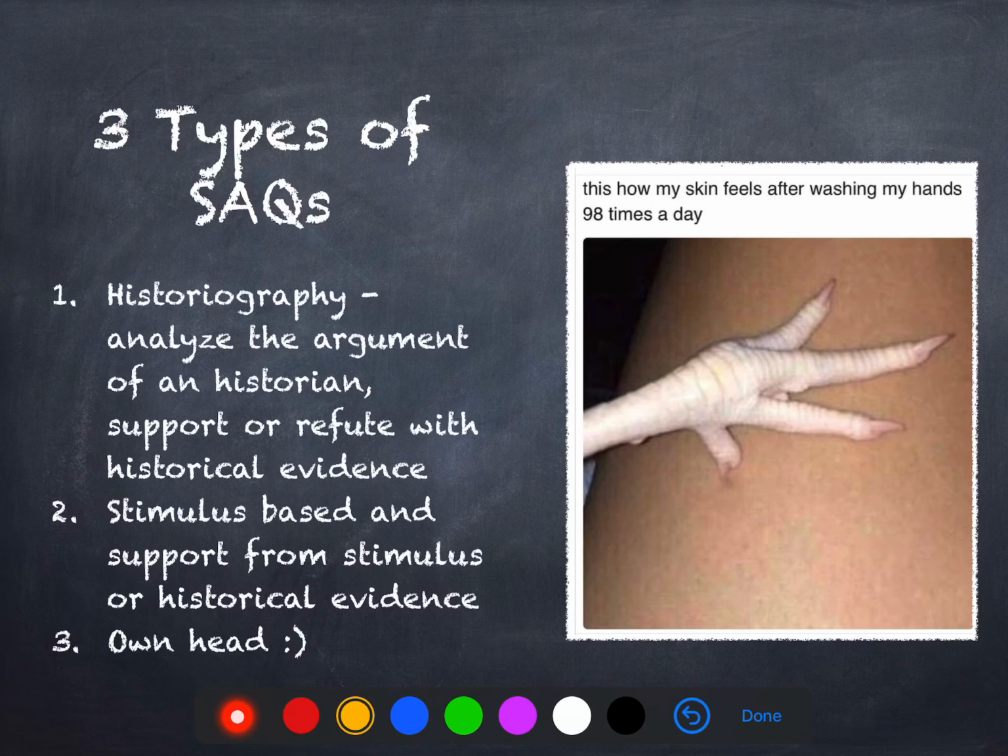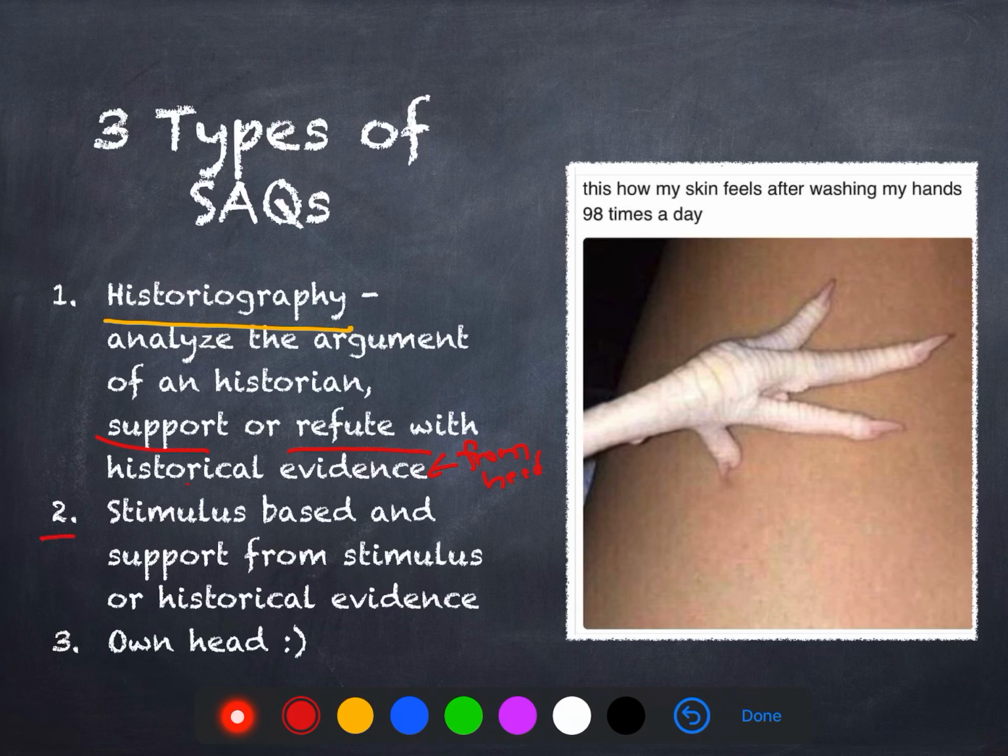The first type of SAQ, short answer question, is historiography. That means that you're going to be given the argument of a historian. So you're going to be given an excerpt of an argument from a person who wrote a book or an essay. And you have to either support or refute what that historian is saying. And what are you going to support or refute that with? You're going to support or refute that with historical evidence. This is the evidence from your head. This is all the stuff that you've studied. You have to be able to do it that way.